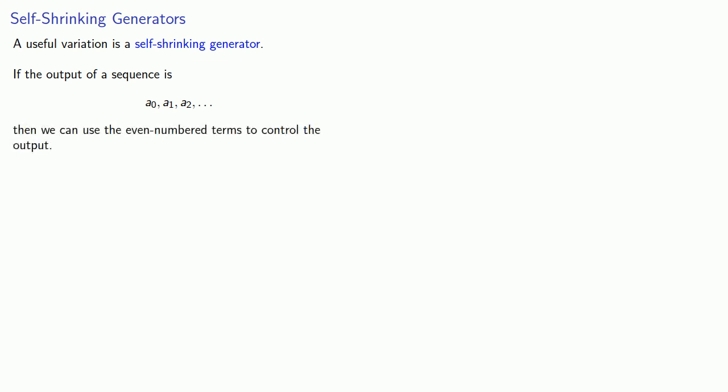And finally, there's one useful variation, the self-shrinking generator, where we don't actually need a second sequence. If the output of a sequence is a_0, a_1, a_2, and so on, we can use the even-numbered terms to control the output. In effect, the even-numbered term tells us whether to write down the next term or to ignore it. And again, it's important to remember, we're still computing that next term, but we might not be outputting it as part of our sequence.